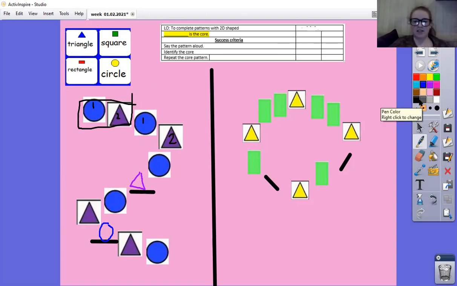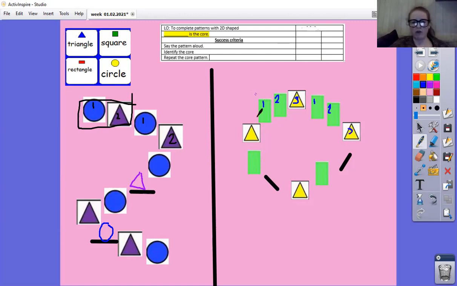Fantastic. Let's have a look at this together. Oh, so I'm not really sure where this core starts. So let's just start anywhere. So let's try here. So I'm going to start my core with green rectangle, yellow triangle. Okay. Now, we don't know if this is a different part of the core or moving on, but I also have a green rectangle here. So I said this is another part, this is the second part, and this is the third part. So I've identified my core.